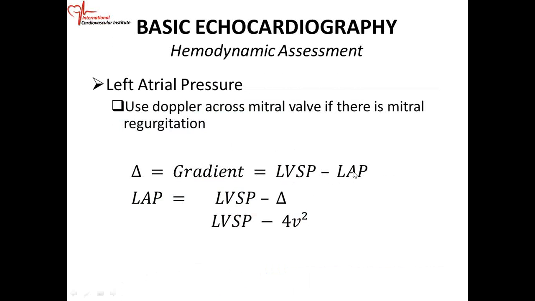Since you want left atrial pressure, you just rearrange your equation, you take the gradient to the right. So your left atrial pressure is equal to the left ventricular systolic pressure minus the gradient. And again, the gradient is 4V squared, where V is your MR peak velocity.